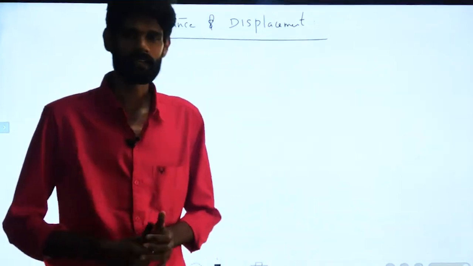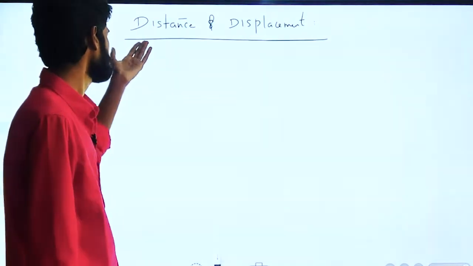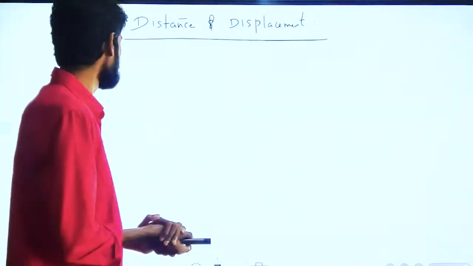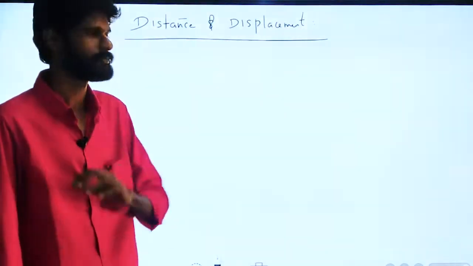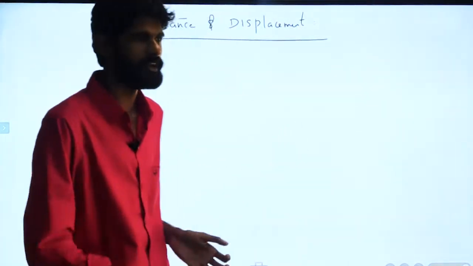So here I am going to take some important concepts in distance and displacement. So what exactly is distance? It is the length of the actual path traveled by an object. The length of the actual path traveled by an object is called the distance traveled by the object.